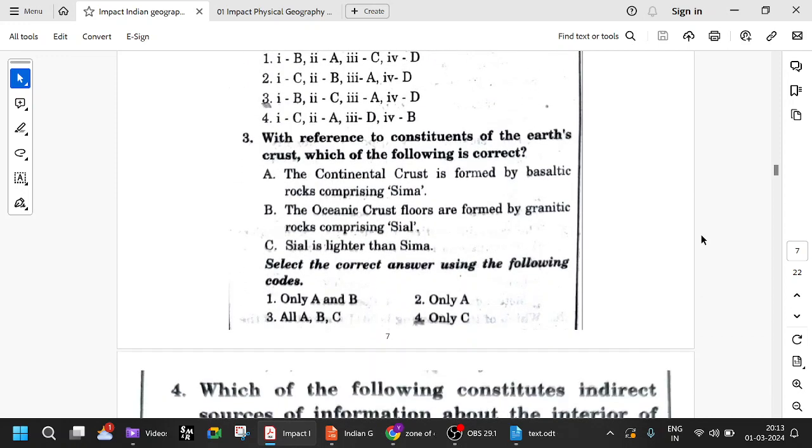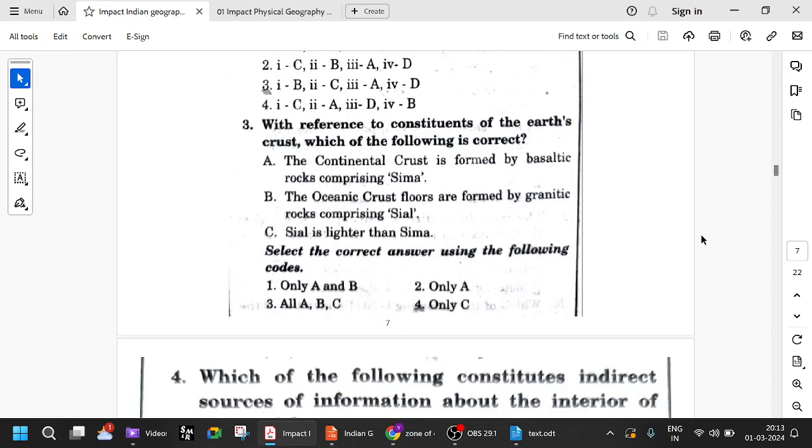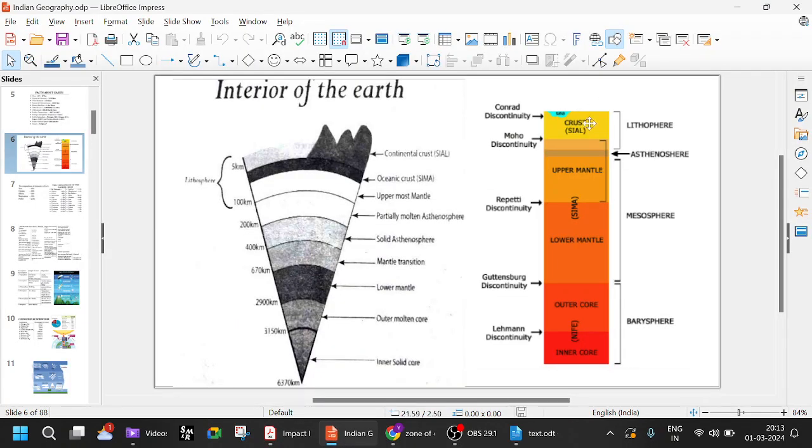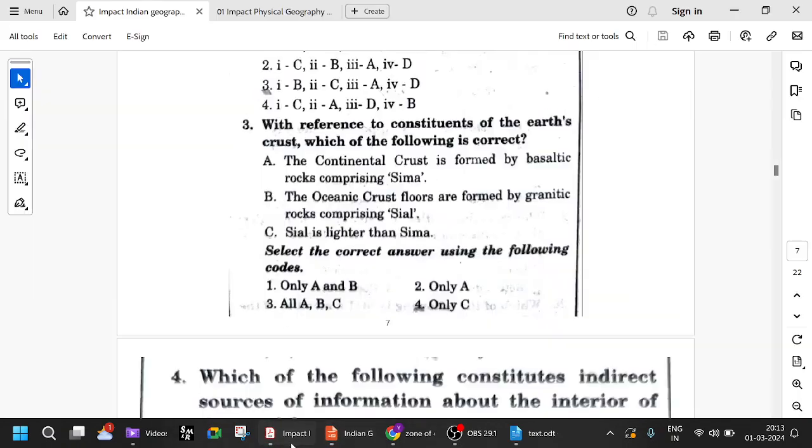Okay, let us go to the third question. With reference to the constituents of Earth's crust, which one of the following is correct? So just now we have done this. The continental crust is formed by basaltic rocks, not Sima. It is Sial. Okay, the continental crust is Sial. So this is wrong. The oceanic crust is formed by granitic rocks comprising Sima, not Sial. Sial is lighter than Sima because aluminium is lighter than the other things, right? So Sial is lighter than Sima.